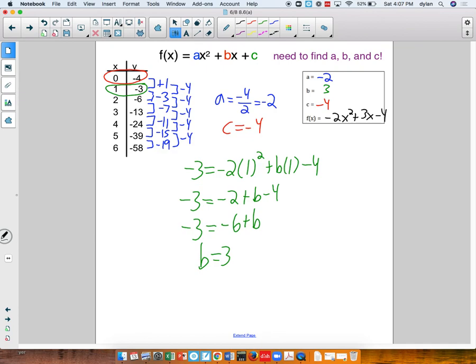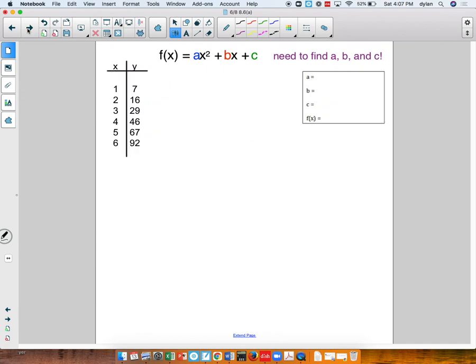So let's look at the last example then. And this one's a little bit trickier. And it's trickier because I didn't give you the y-intercept, so we have to figure it out. So for this one, if we look at this, we're going to be adding 9, adding 13, adding 17, adding 21, and adding 25. So then each time we're going to be adding 4, which tells us that a equals 4 over 2, or in other words, 2.